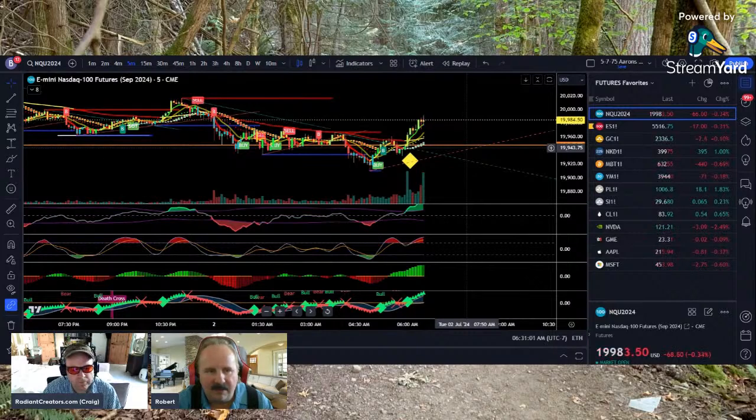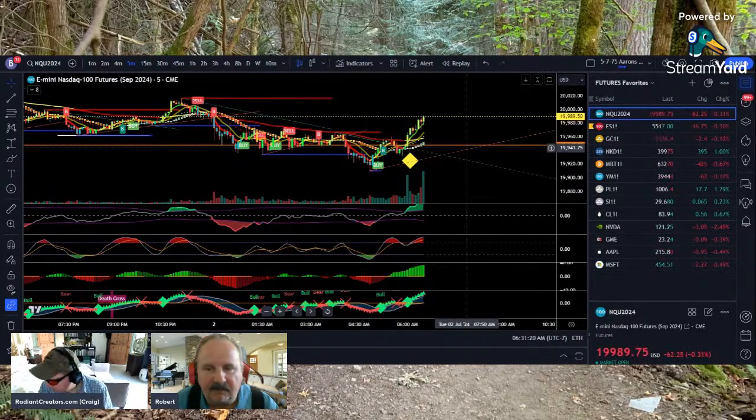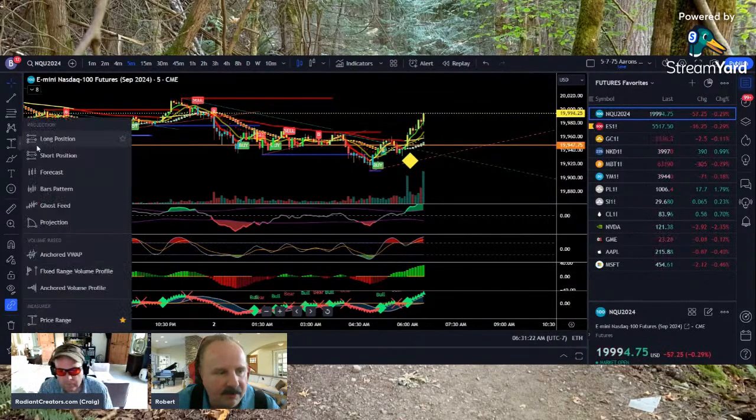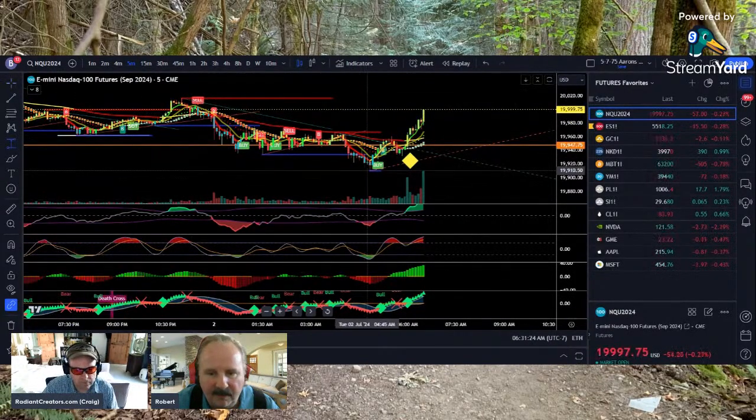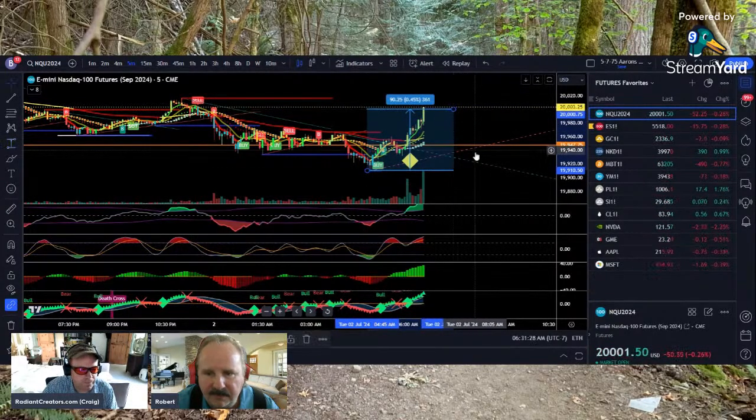Each tick on the mini is worth $5. So if you got an $80 upward move on a long, you have 320 ticks. 320 times 5 is more than 1,500. Woo. It's actually 1,600. So that's just from here to up here. Actually, it just hit 20,000.